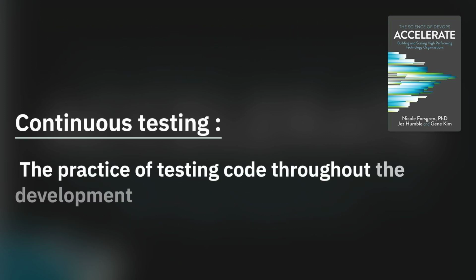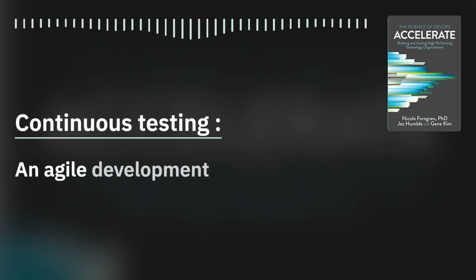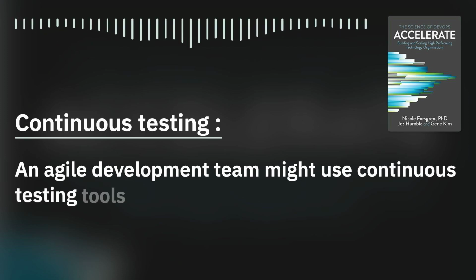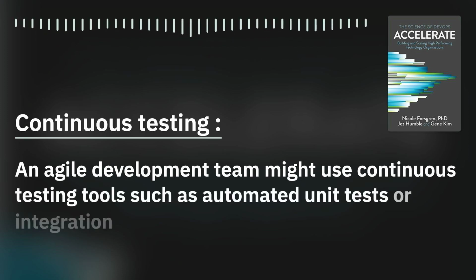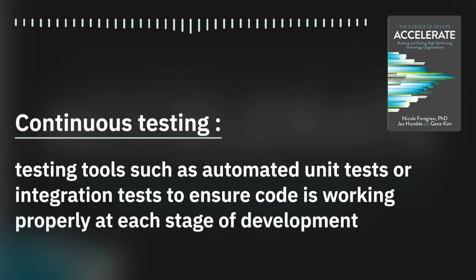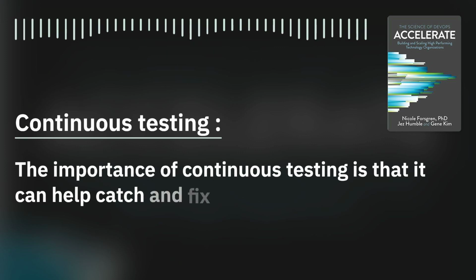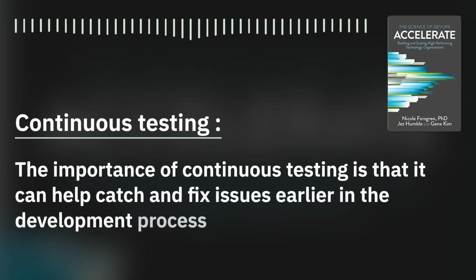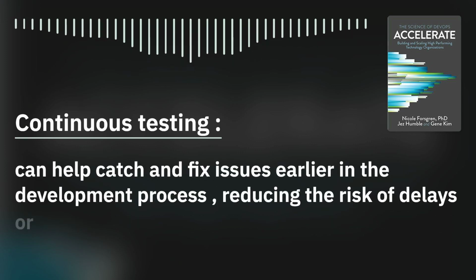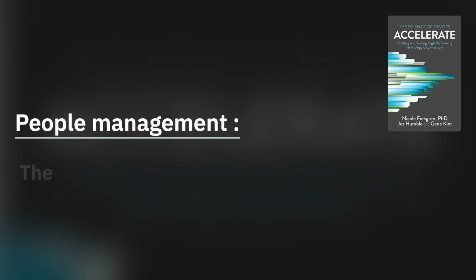Continuous testing: the practice of testing code throughout the development process rather than waiting until the end. An Agile development team might use continuous testing tools such as automated unit tests or integration tests to ensure code is working properly at each stage of development. The importance of continuous testing is that it can help catch and fix issues earlier in the development process, reducing the risk of delays or issues at release.